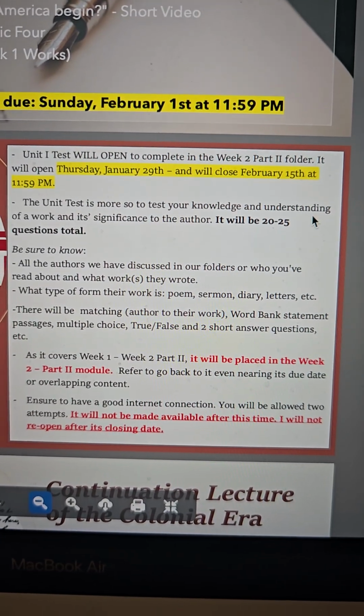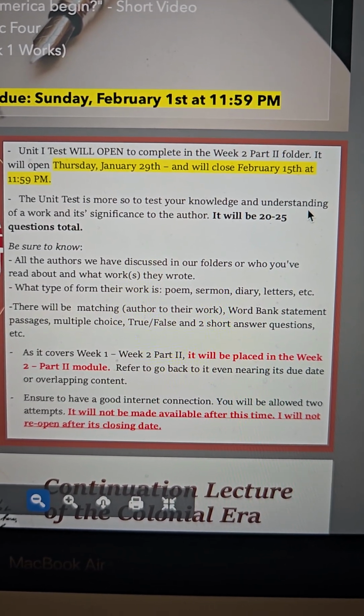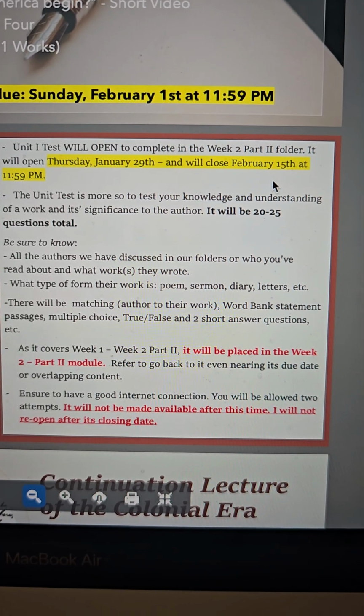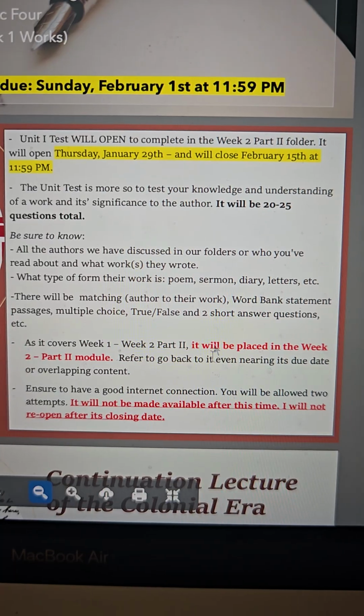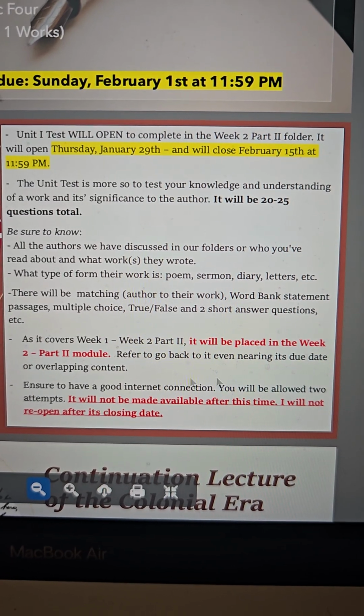The Unit 1 test will open up in the week 2 part 2 folder. It will run through that approximate due date. A couple of questions long. Make sure to review. It's placed in the week 2 part 2 folder.